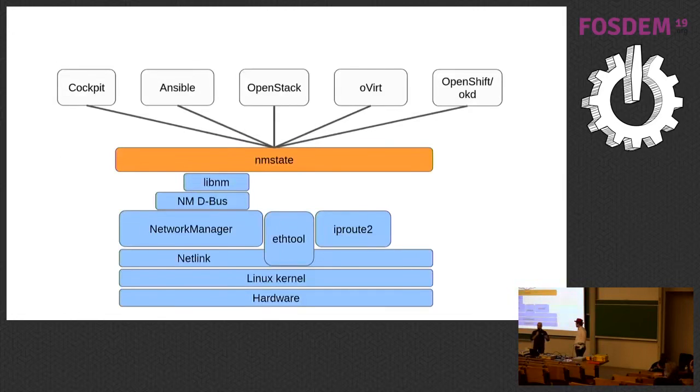So NMState is a layer that is above all the others. It works currently mainly with libnm, which actually triggers NetworkManager, but it is also able to do other stuff, like if something is missing from NetworkManager, or if there is a third-party vendor, it can do the work for you and abstract the whole configuration.